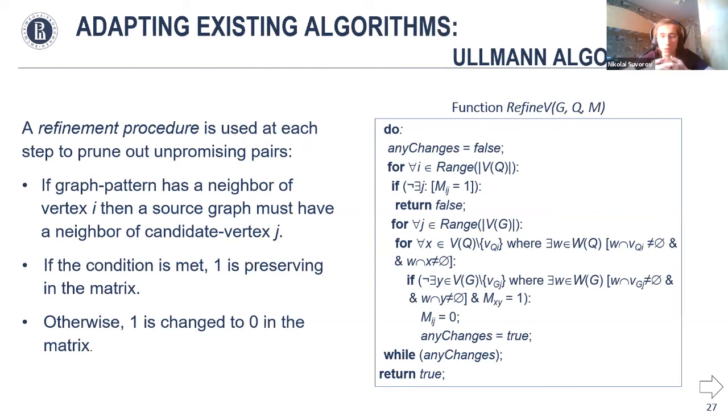Ullmann's algorithm is one of the first algorithms for subgraph searching. This algorithm uses backtracking, and at each step it performs a refinement procedure to prune out unpromising pairs. This algorithm can be implemented on both vertex level and pole level.